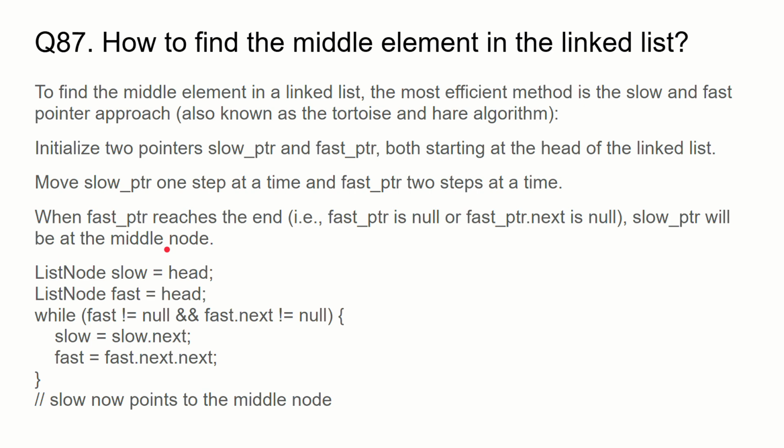The code below depicts the same thing. We have slow pointer and fast pointer, both at the head. While fast is not equal to null and fast.next is not equal to null, we do slow = slow.next, so we move one step ahead at a time. But for fast, we use fast.next.next. Once this while loop is completed, slow now points to the middle node.